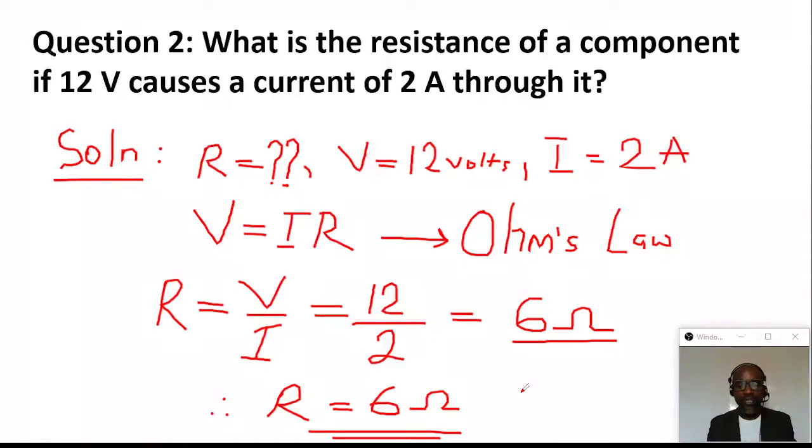So with this method, you can solve any simple questions coming from such a topic without wasting time.